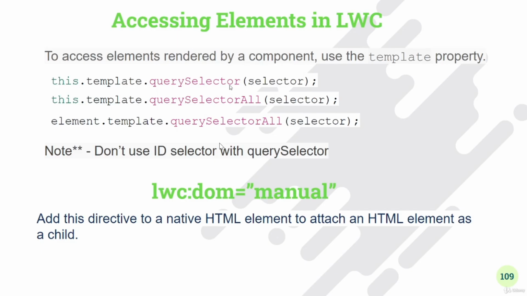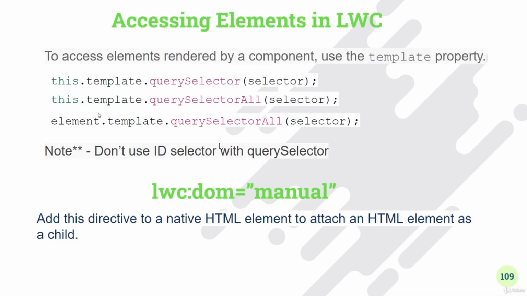Similarly, if you want to fetch all the elements that match the selector, we use querySelectorAll, and it always returns a NodeList, a list of nodes, which is not exactly an array. And we can use element.template as well. Instead of this.template, you can fetch the first element and then run your template querySelectorAll on the template. We'll see all these examples in a minute.